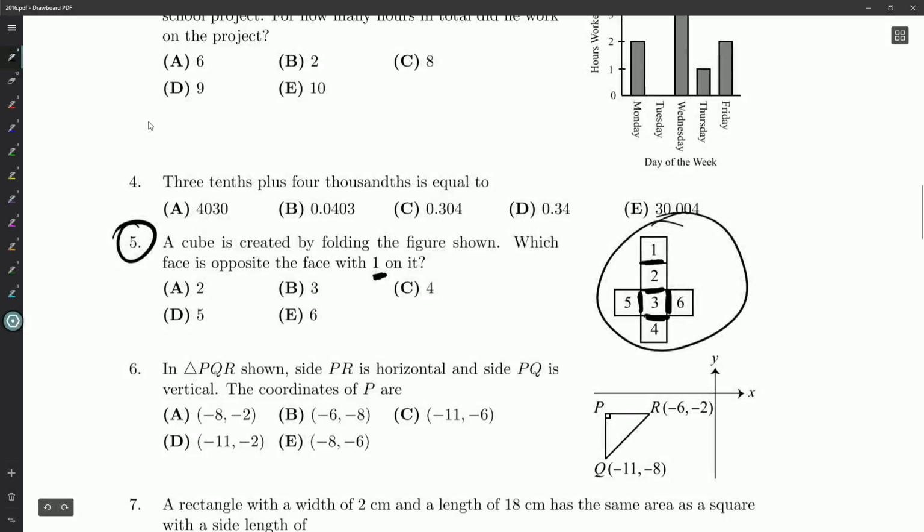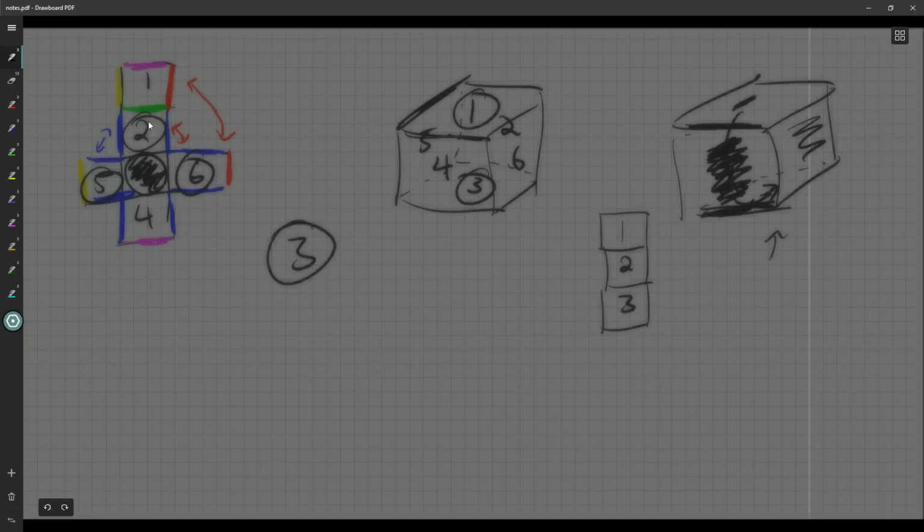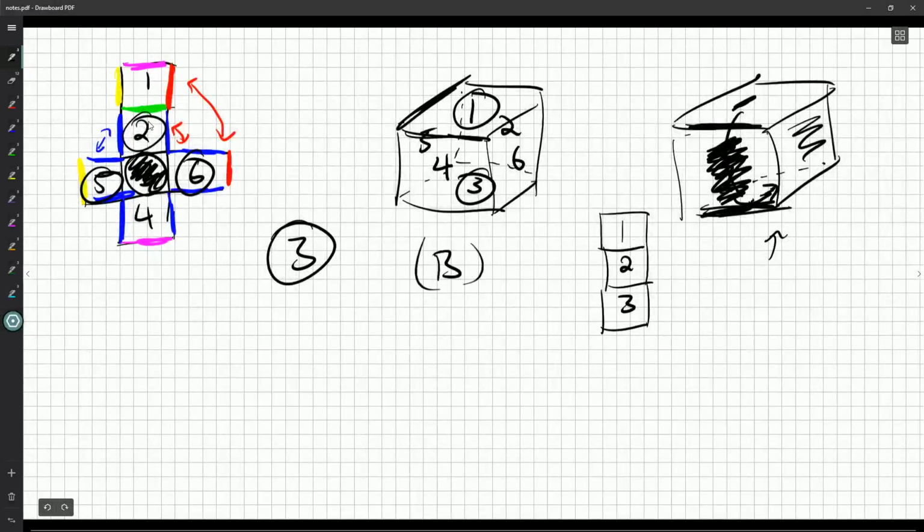Now, so we've talked about it a couple ways. Which one is it actually? It's B. So we bubble in B, and we are going to move right along to question number 6.